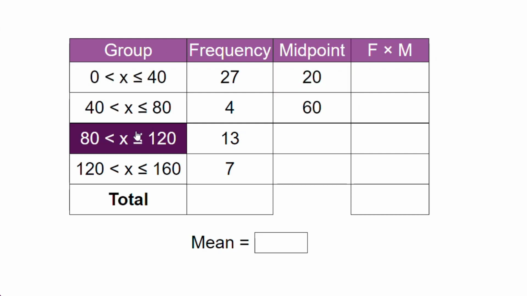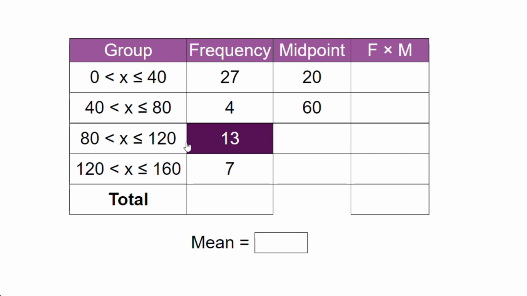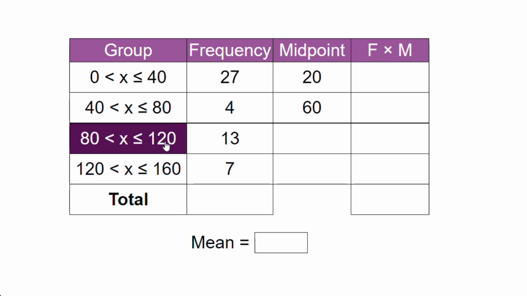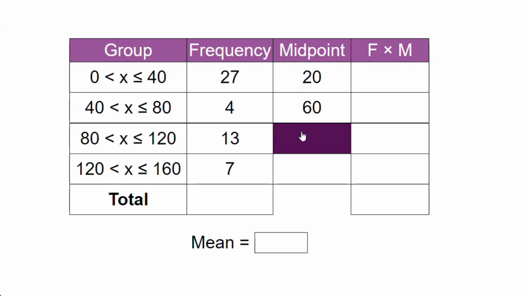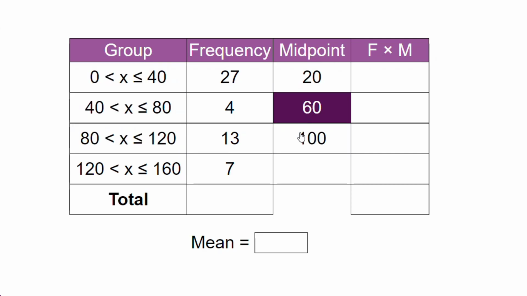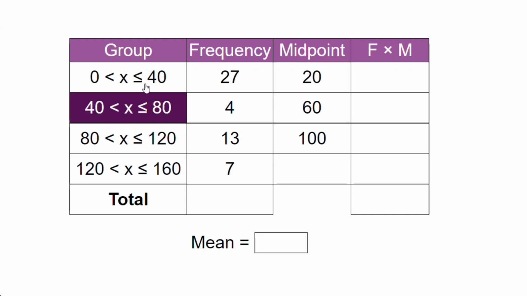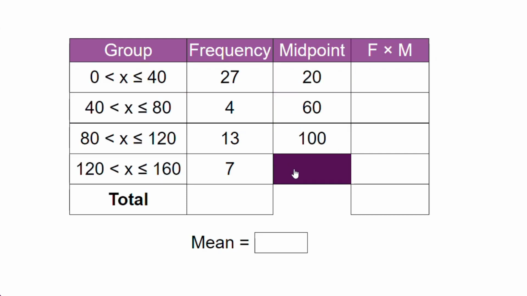The same would go for this one here. The mid value, or the midpoint, will be: if you add 80 and 120, that's going to be 200, and then if you half that, that's going to give you 100. And of course, the next one, if you do the mid value for this one here, you're definitely going to get 140.